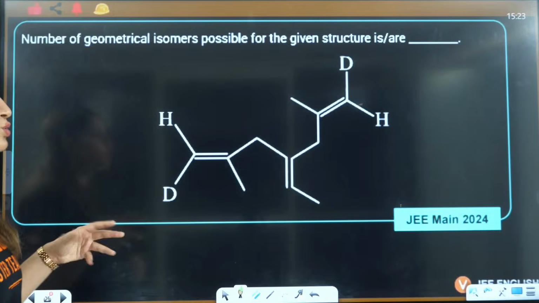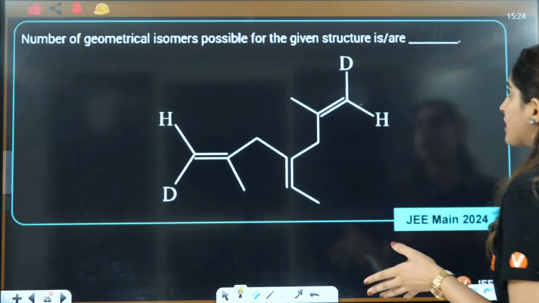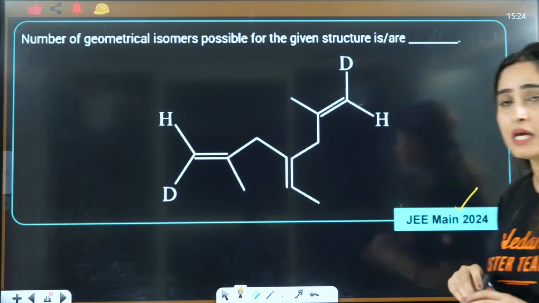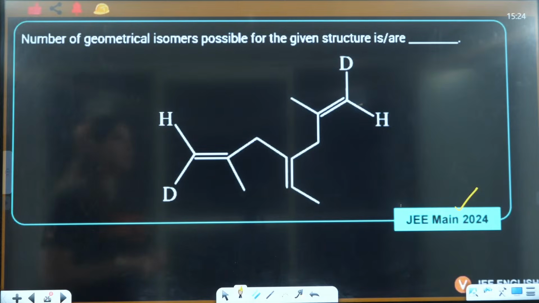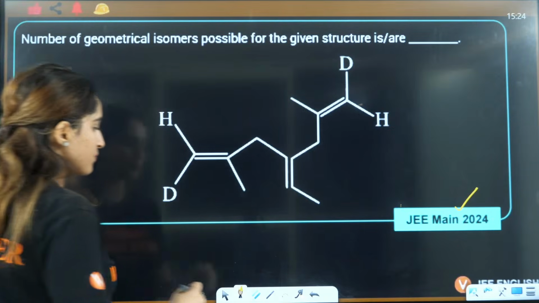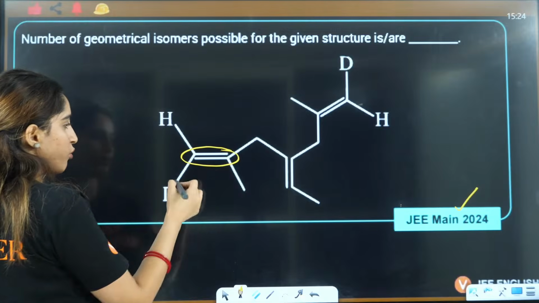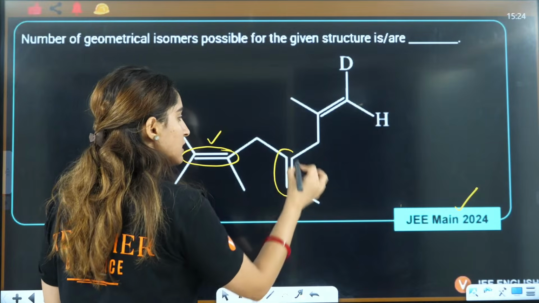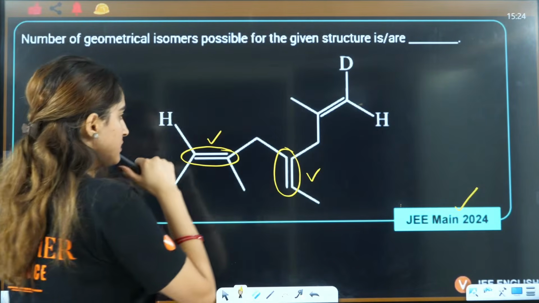Now, let's do some questions on that. These are your PYQs where they are asking you the geometrical isomer. This is a JEE 2024 question. The number of geometrical isomers possible for the given structure is how many? Firstly, guys, if you see this particular site, both are different, so this is a GI site. If you see this also, both are different, this is also a GI site.